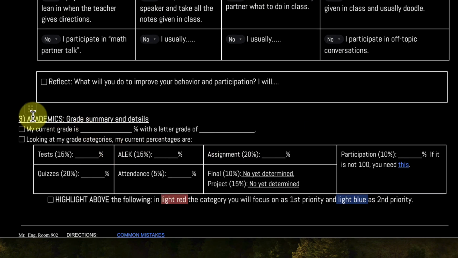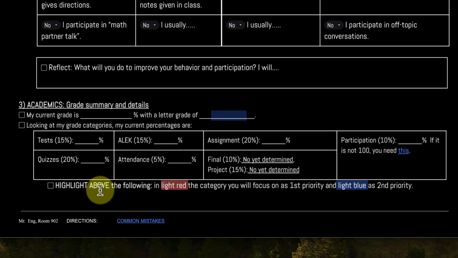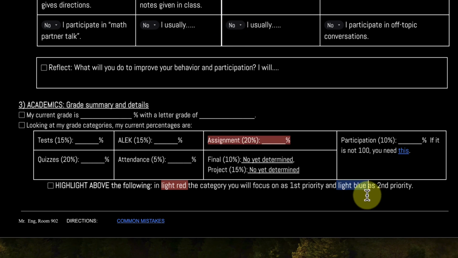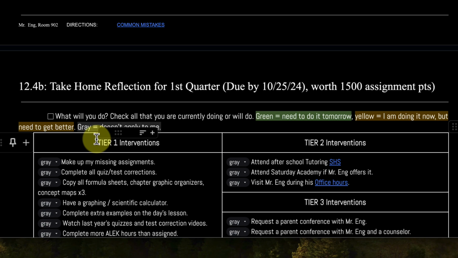Number 3, go to Aries or eCadence, type in your grade, a percent, and then a letter grade. And then look for these categories in Aries or eCadence. Integrated Math 3. These are yours. Go ahead and fill those out. And then it says highlight above in light red which category you'll focus. So maybe you need to focus on your assignments. Once you type in a percent, you can come up here to highlight and find the light red one. Okay? And then you have the same thing for light blue.